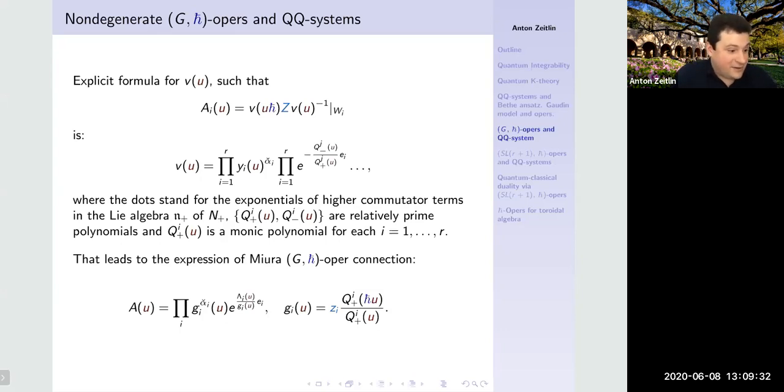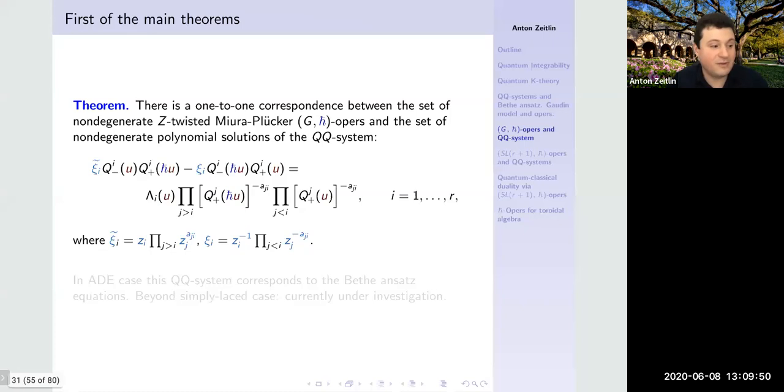And it turns out that these functions GI in our oper can be written as a ratio of these future eigenvalues of the Q operators. And you can write the first of the main theorems. There is a one-to-one correspondence between QQ systems and these Müller-Plücker opers. Again, these are Müller-Plücker opers so far. These are not Z-twisted opers, so they are not gauge equivalent to Z everywhere. It's only in this two-dimensional space.